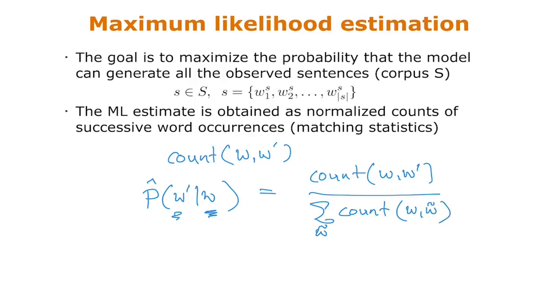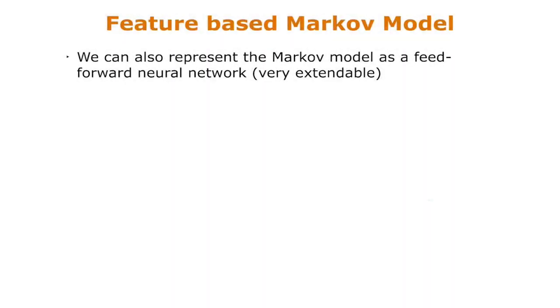And this is the maximum likelihood estimate that you could derive as the optimizing solution to the previous criteria. Let's now turn our first-order Markov model into a feed-forward neural network model. To this end, we define an input to the feed-forward neural network. It is a one-hot vector corresponding to the previous word.